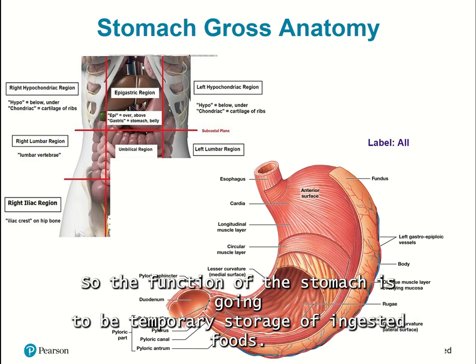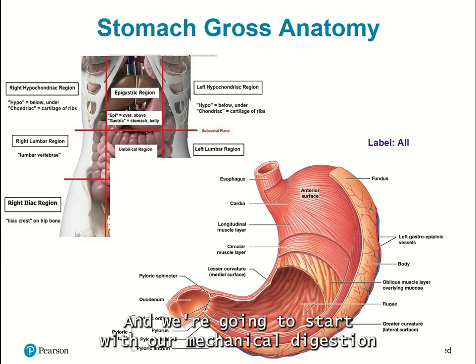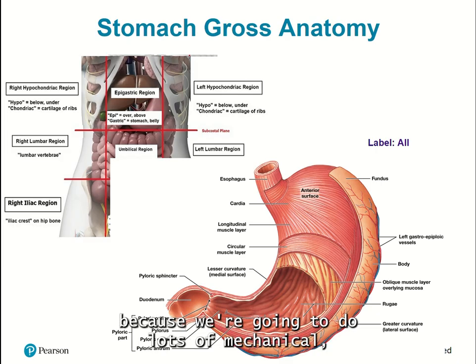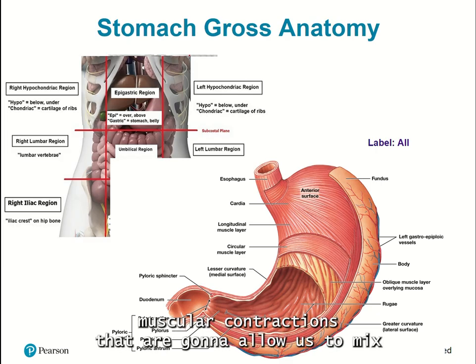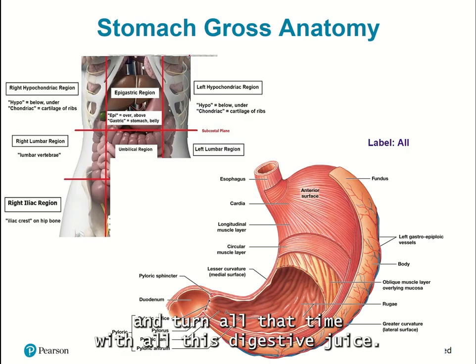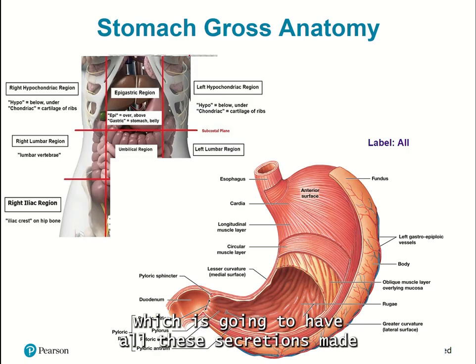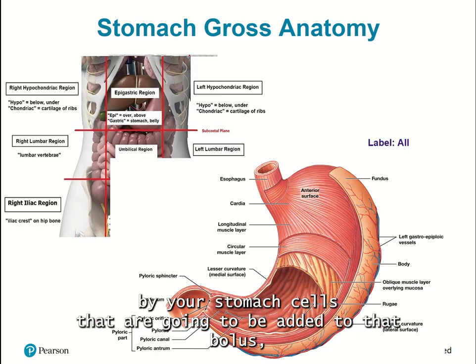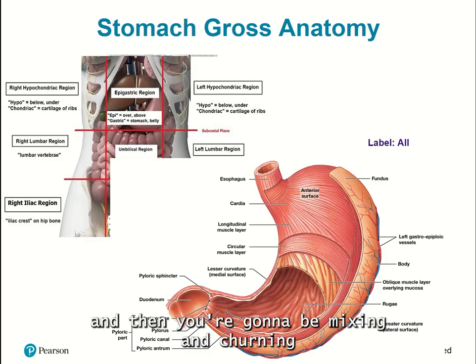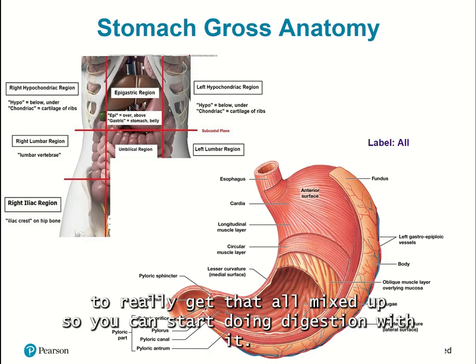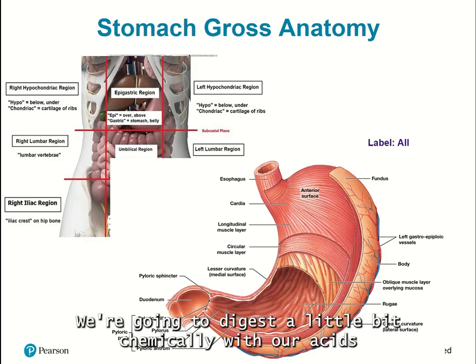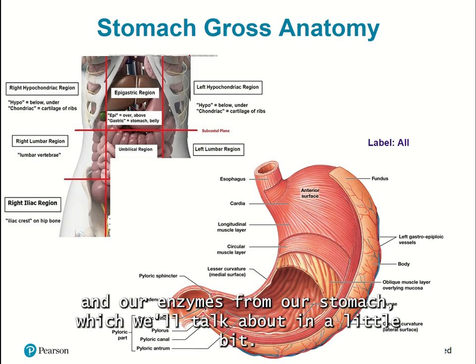tract. So the function of the stomach is going to be temporary storage of ingested foods. And we're going to start with our mechanical digestion because we're going to do lots of mechanical muscular contractions that are going to allow us to mix and churn all that chyme with all this digestive juice. So we're going to be producing digestive juice, which is going to have all these secretions made by your stomach cells that are going to be added to that bolus, and then you're going to be mixing and churning to really get that all mixed up so you can start doing digestion with it. We're going to digest a little bit chemically with our acids and our enzymes from our stomach, which we'll talk about in a little bit.